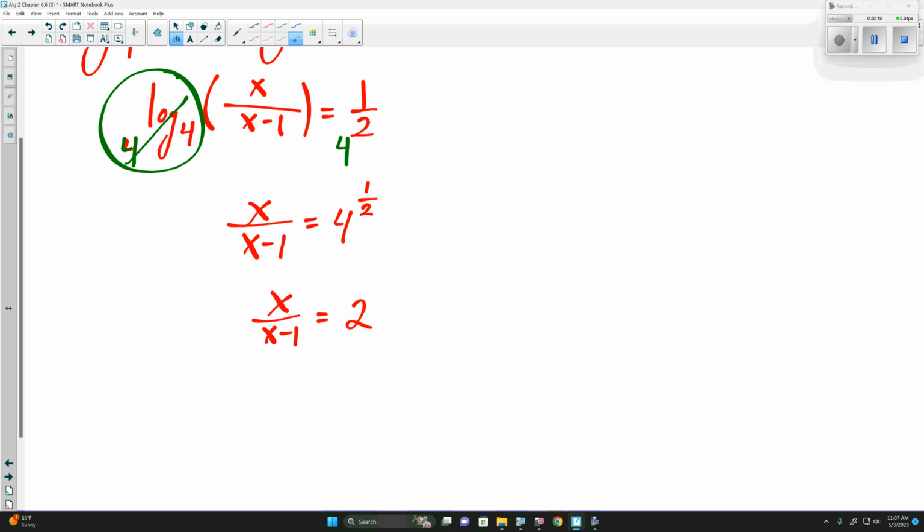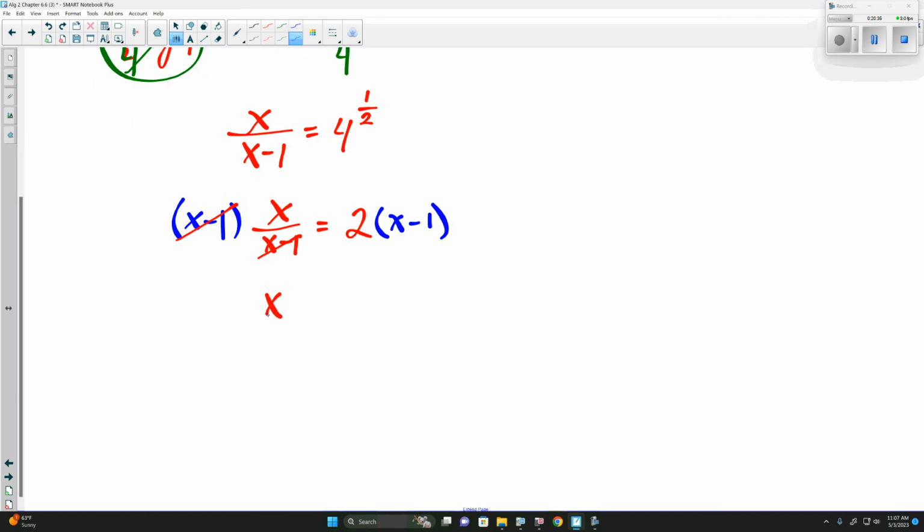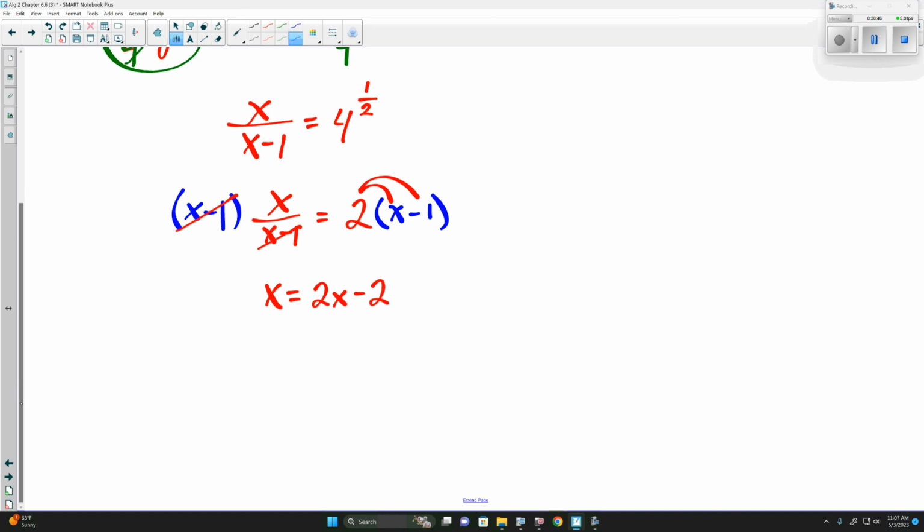So we need to multiply by a little bit more than 1. I would multiply by x minus 1. We'll multiply by the entire denominator, because here the x minus 1 and x minus 1 will cancel, leaving us with just x is equal to. Here we can distribute the 2. 2 times x is 2x minus 2.